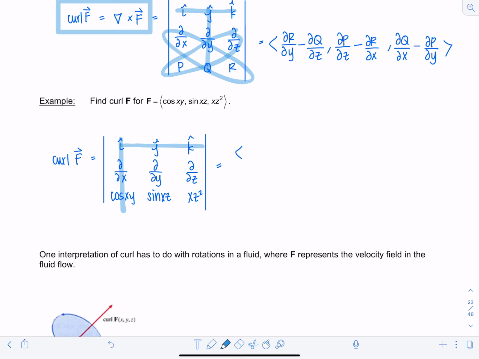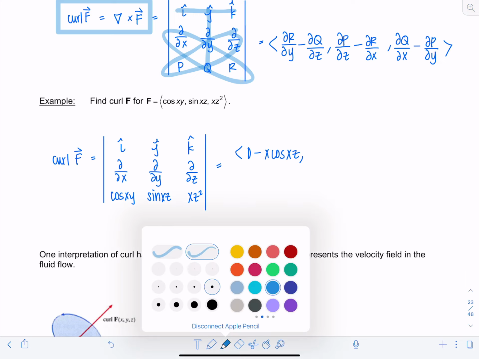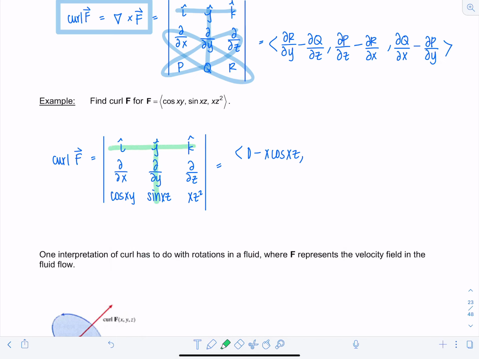So expanding along the first row, I'm going to take the partial derivative of xz squared with respect to y. Well, that's just going to be 0. Minus the partial derivative of sine of xz with respect to z. So I have to apply the chain rule and multiply by x. So I'll have x cosine of xz. So far, pretty easy. Let's move on to the next component. So I'm going to take the partial derivative of cosine xy with respect to z. Well, that's going to be 0. Minus the partial derivative of xz squared with respect to x. Well, that's just going to be z squared.